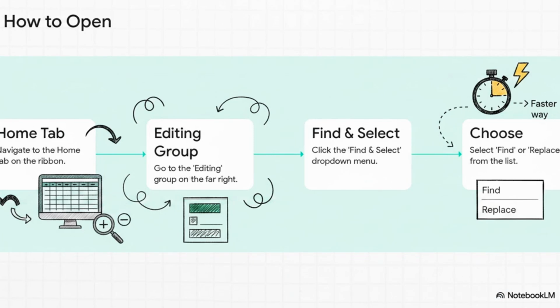All right, so how do you even open this thing? Well, the standard way is right there on the main menu. You just go to the Home tab, look way over on the right for the Editing section, click Find and Select, and then pick Find or Replace. It works, but there's a much faster way.